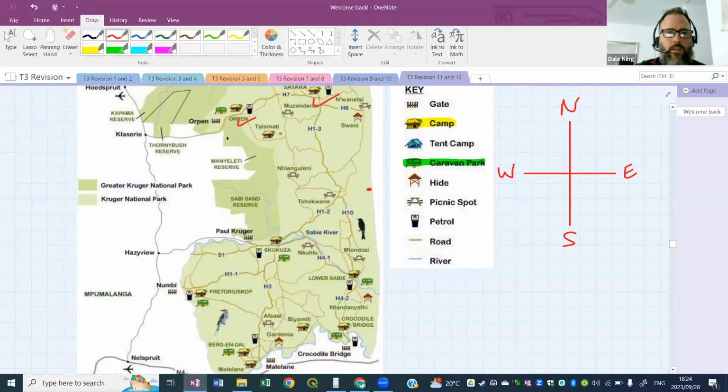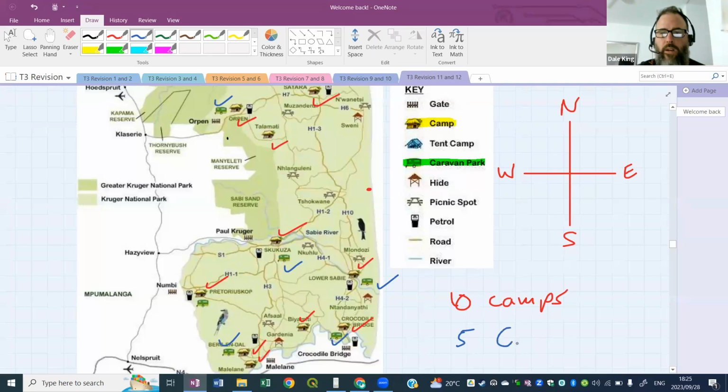We've got 1, 2, 3, 4, 5, 6, 7, 8, 9. I count 10 camps. And we've got 1, 2, 3, 4, 5. I count 5 caravan parks. Yeah, Kazimla, yes, I agree with you. I think we got 10 camps and 5 caravan parks. So the difference would be subtracting them, and that would give us 5.